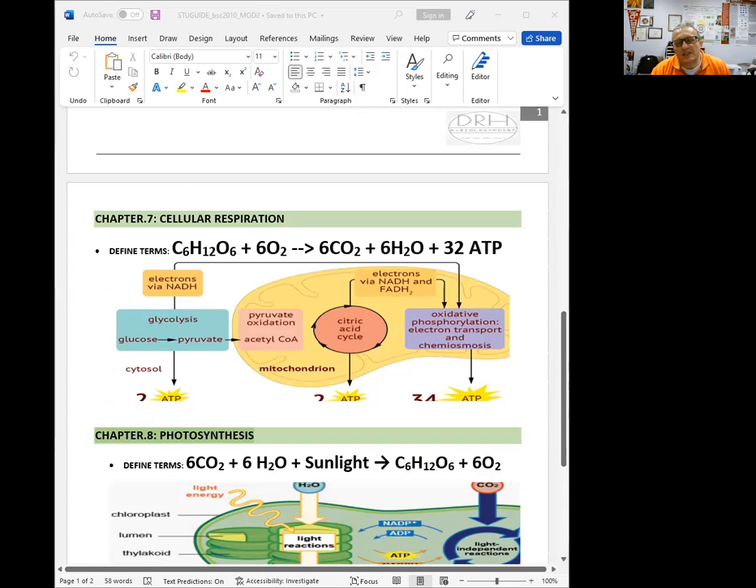Okay, so cellular respiration and fermentation, very important chapters. So you see just a summary of cellular respiration here, which is energy yielding reactions. And here is its formula, C6H12O6 plus 6 O2, which yields 6 CO2, 6 H2O, and about 32 ATP. So let's get started. Okay, so this is a catabolic reaction.